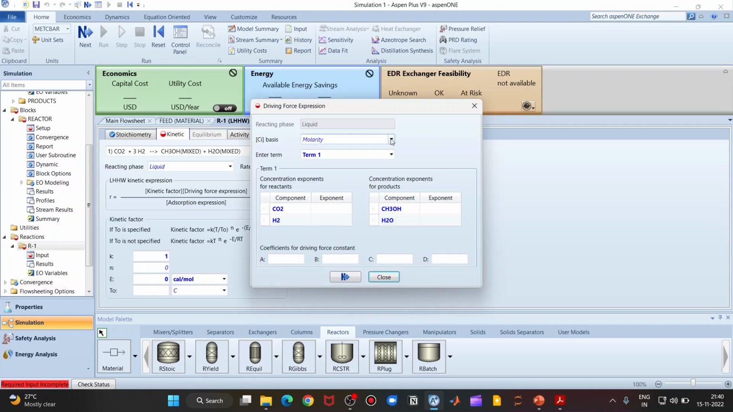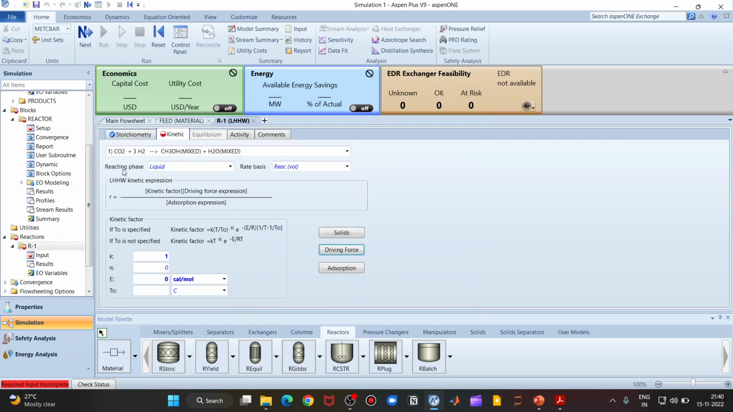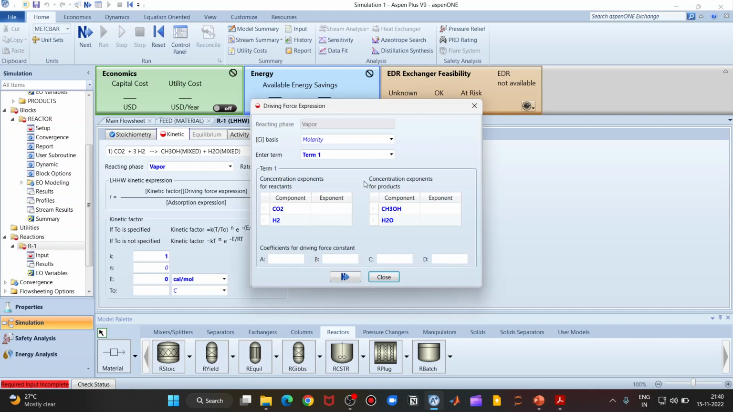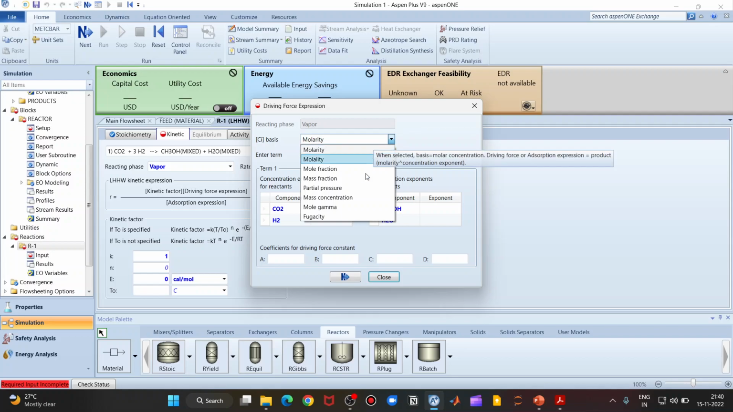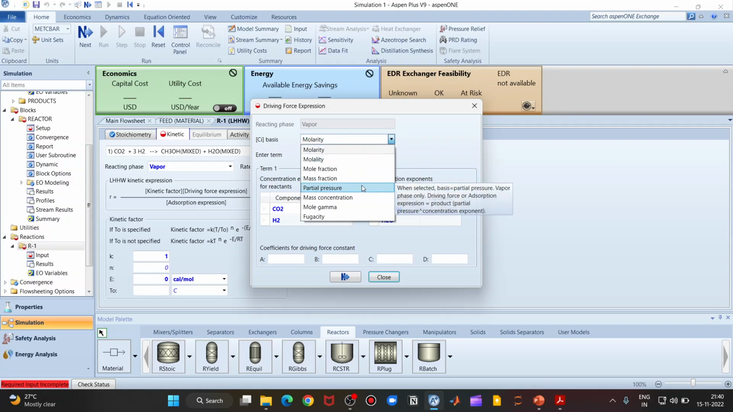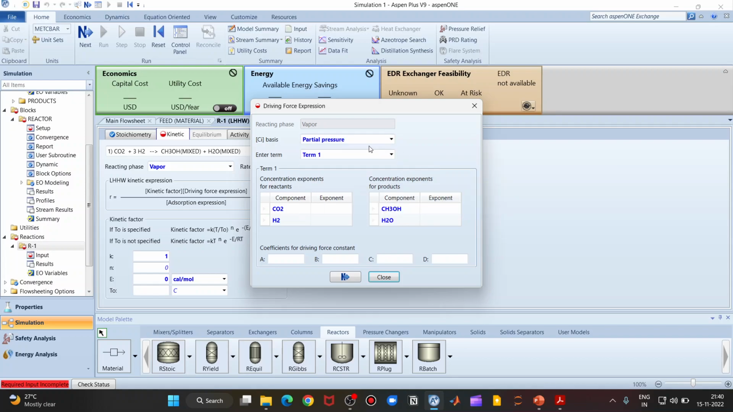And here, one more thing which you need to note is that the reacting phase is vapor in this case, because all the reactants are in vapor phase. So make it vapor, and now go to the driving force. And the concentration basis, since we are dealing with gases, has to be the partial pressure of the corresponding reactant. Okay, so now let's type the term 1 first.